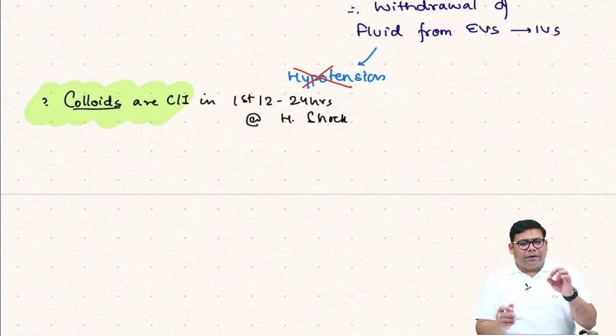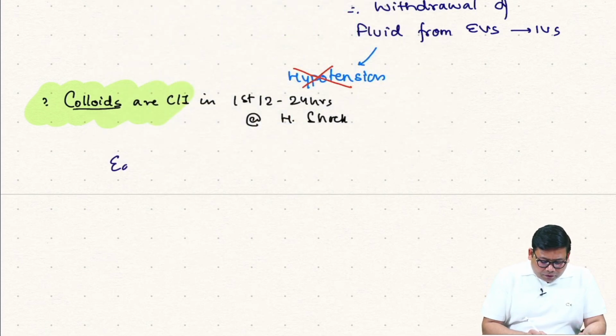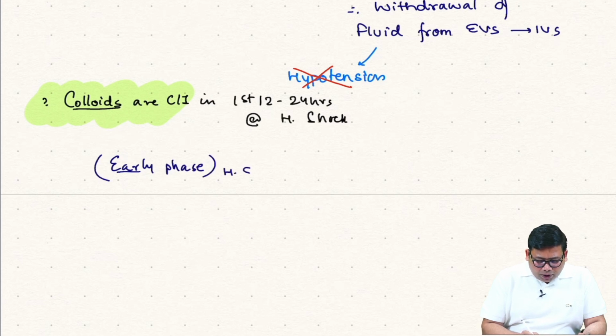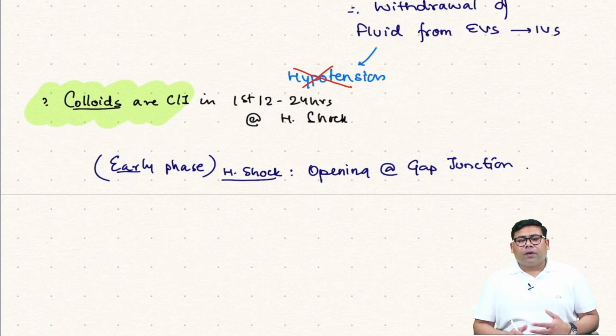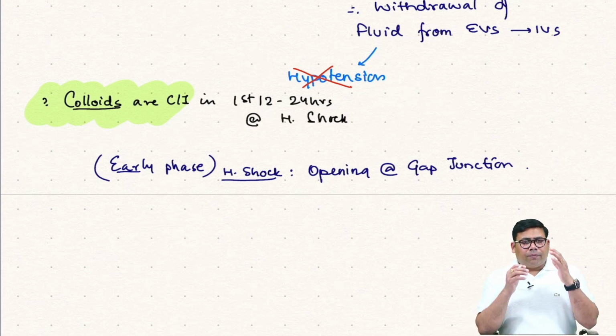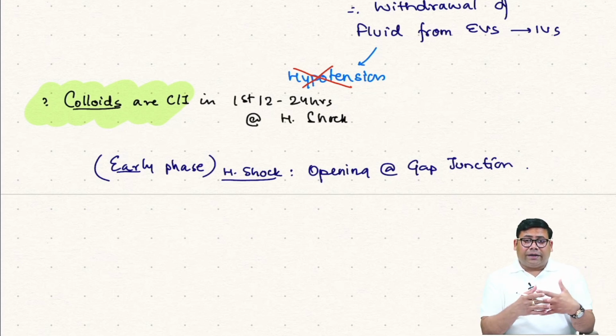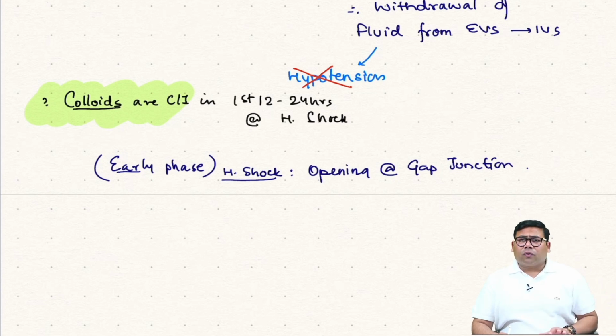But still, I will tell you in a nutshell that in the early phase of shock, and that too hypovolemic shock, what is happening? There is opening of gap junctions, and since there is opening of gap junctions, there is tendency of this colloid to leak out into the extravascular space. So the reverse of what is anticipated happens, and that is why colloids are not given in the first 12 to 24 hours. And this integrity is reversed back. That means the gap junctions or tight junctions restore their tight junction status after 12 to 24 hours. So after 24 hours, you can confidently give.